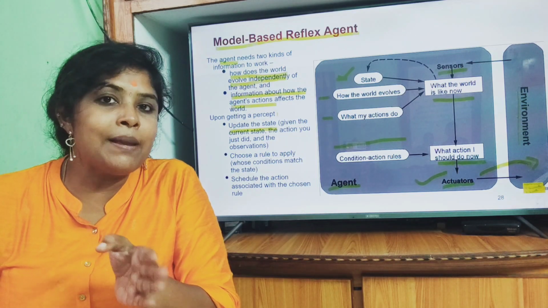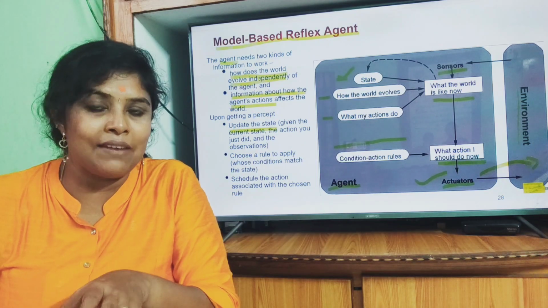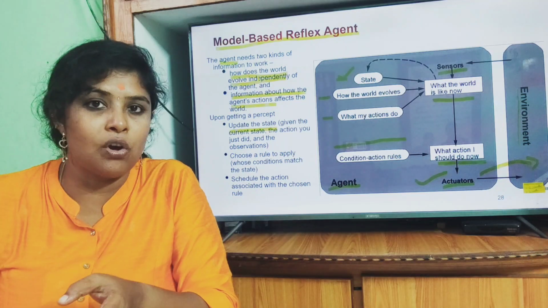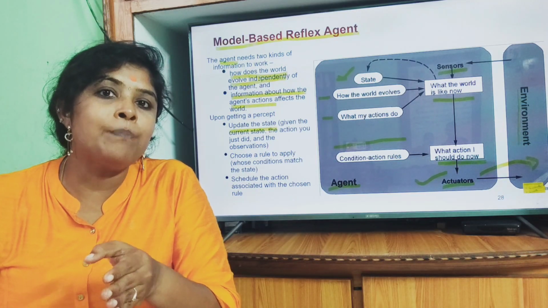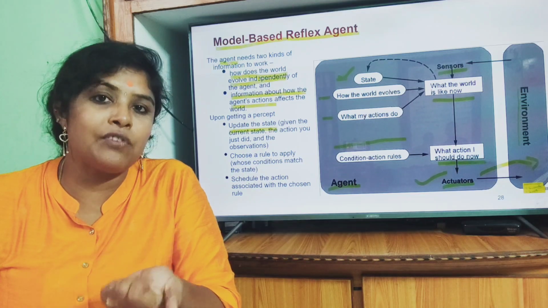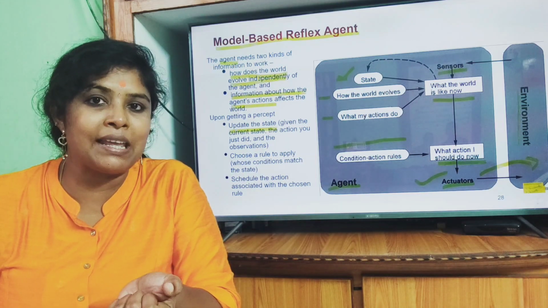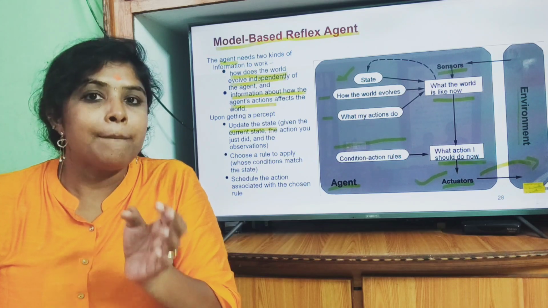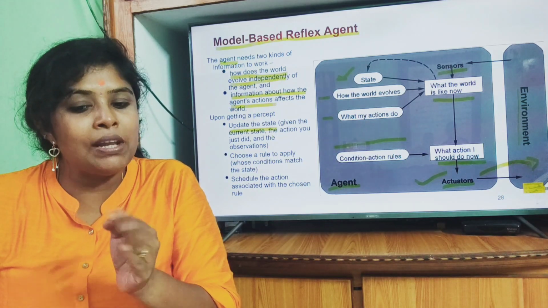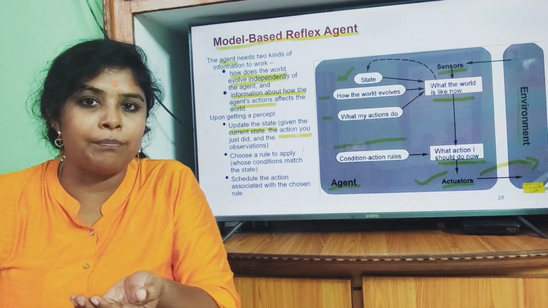So this model-based reflex agent will have an internal model about the environment, and it will have some prior idea about the environment, and it will also know what actions, if it does, will give what kind of response on the environment, what type of impact it will create on the environment. Based on that, it will update the state and then it will go for the action it needs to perform.